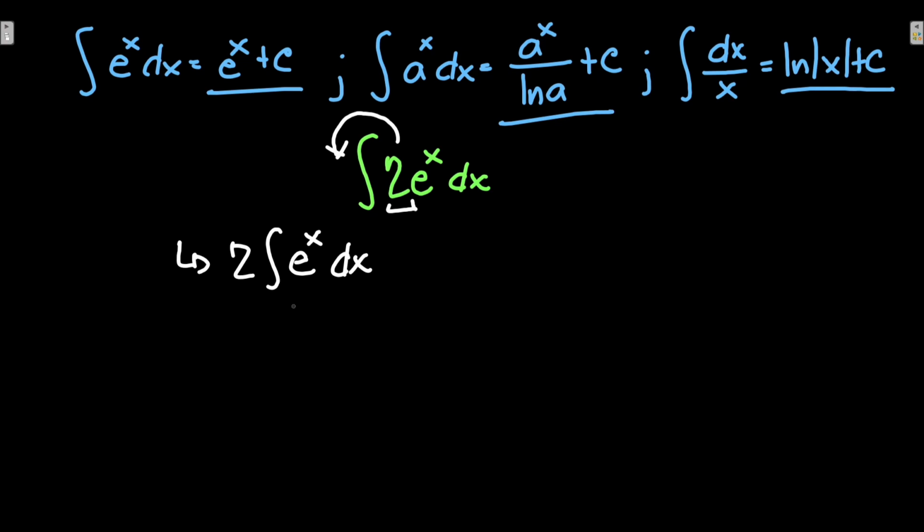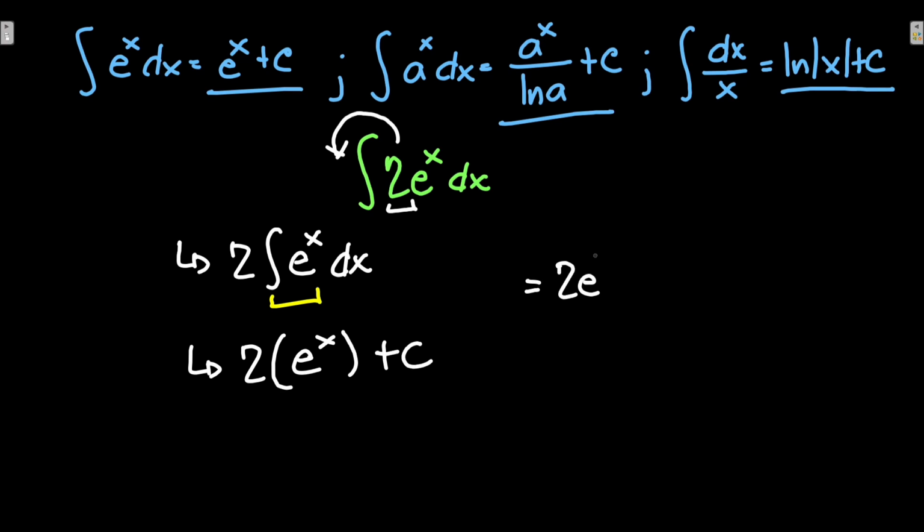And now, you can see here, the integral of e to the power of x corresponds to this. And so, the answer here would be e to the power of x plus c. So, this would be 2 multiplied by the integral of this, which is e to the power of x plus c. And so, your final answer would be 2e to the power of x plus c.